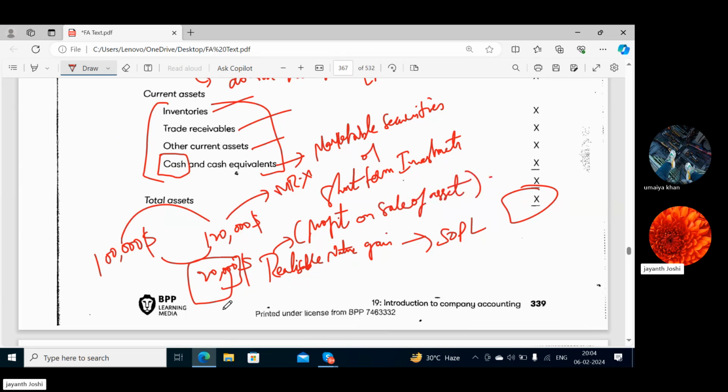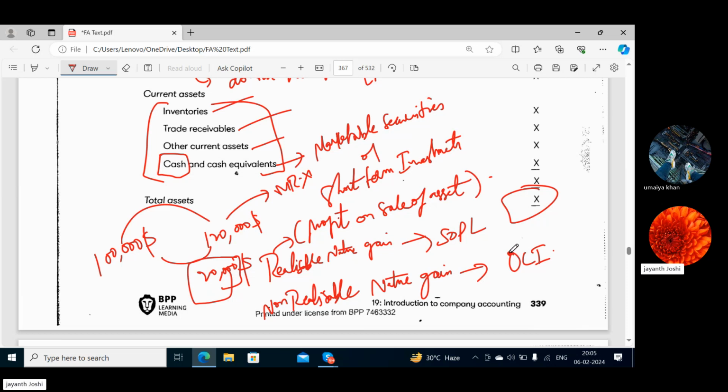But let's say you are not selling this asset, still you are gaining, the property value is increasing, it will be called a non-realizable nature gain. That will be shown in the other comprehensive income section, OCI.